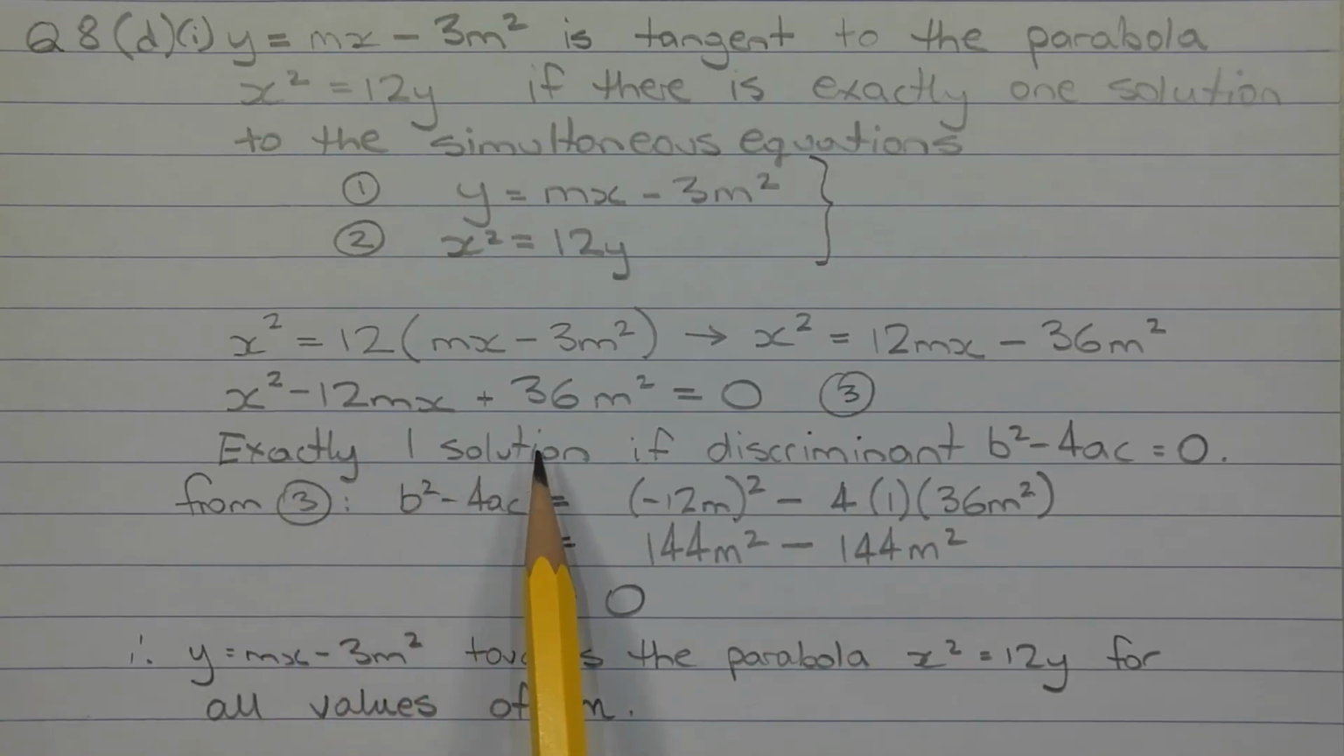Now there's exactly one solution to this quadratic equation if the discriminant b squared minus 4ac equals 0. So from equation number 3, b squared minus 4ac, where a is the coefficient of x squared, b is the coefficient of x, and c is the constant term, we get negative 12m in brackets squared minus 4 times 1 times 36m squared, which equals 144m squared minus 144m squared, which equals 0. Therefore, the line y equals mx minus 3m squared touches the parabola x squared equals 12y for all values of m.